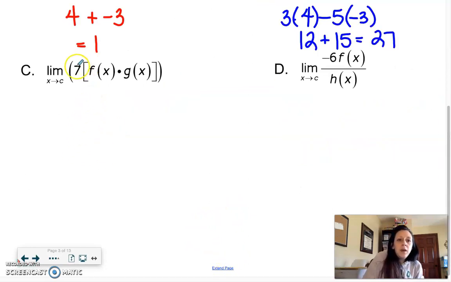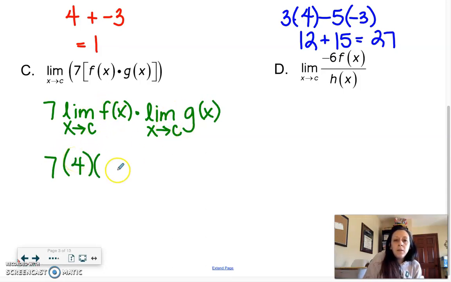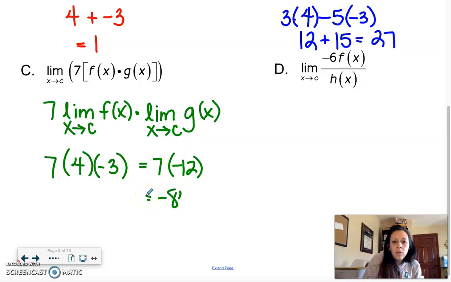Okay, example C, we have a constant and we have a product. So same rules, you can bring constants out to the front and apply them last. You can also break up multiplication and say, let's do the limit of each thing separately, and then we'll multiply our answers at the end. So I have 7 times the limit of f of x, I think that was 4, and the limit of g of x, I think that was -3. So we're going to multiply all these things together. So I need 7 times -12, which would be -84. Okay.